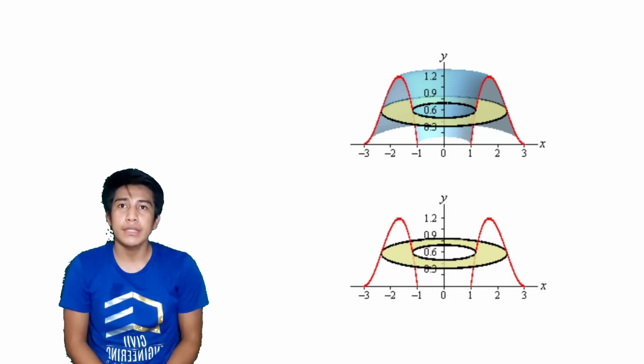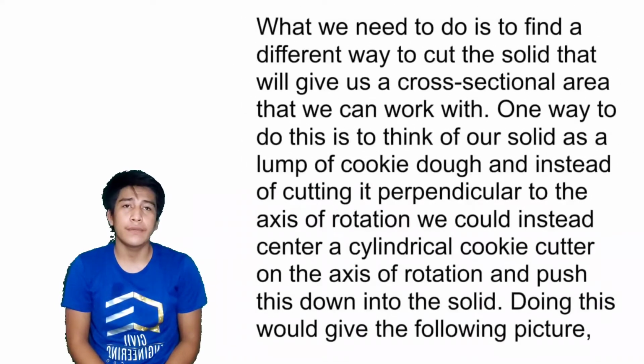To this point, the limits of integration have always been intersection points that were fairly easy to find. However, in this case, the highest point is not the intersection point, but instead a relative maximum. We spent several sections in the applications of derivatives chapter talking about how to find the maximum values of functions. However, finding them can on occasion take some work. What we need to do is find a different way to cut the solid that will give us a cross-sectional area that we can work with.